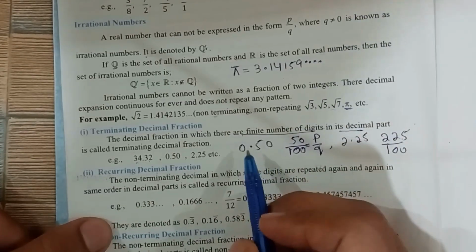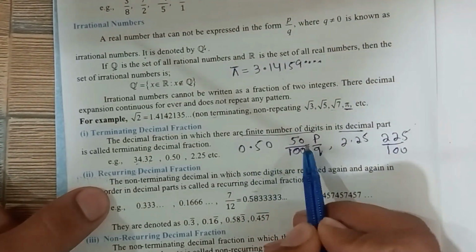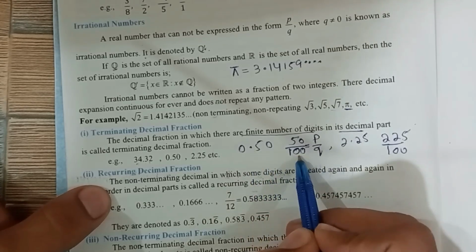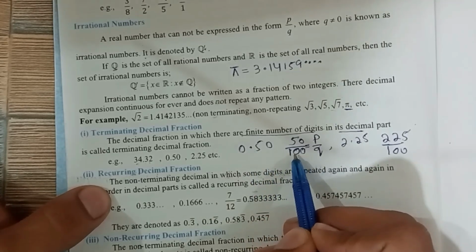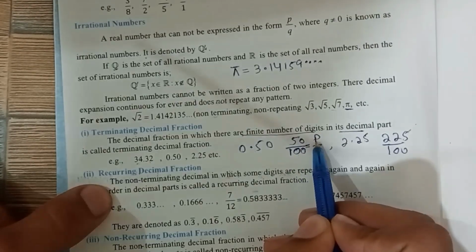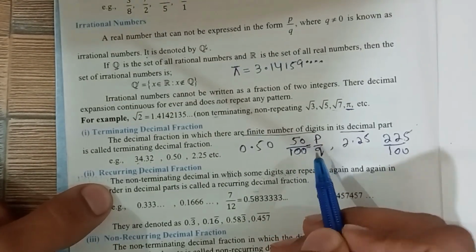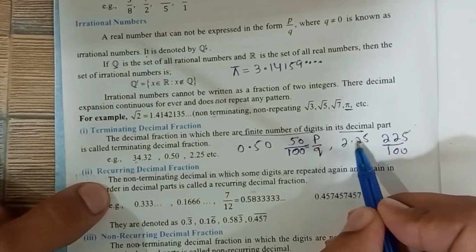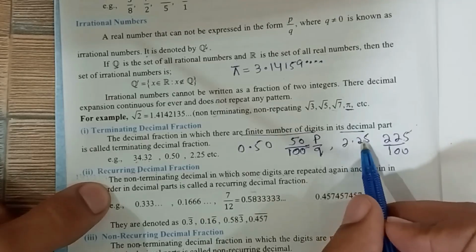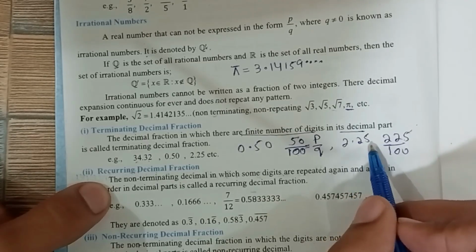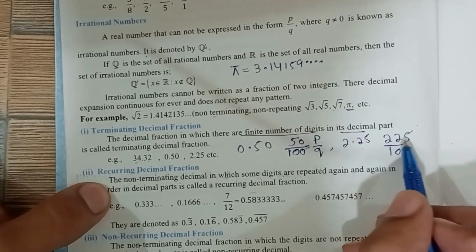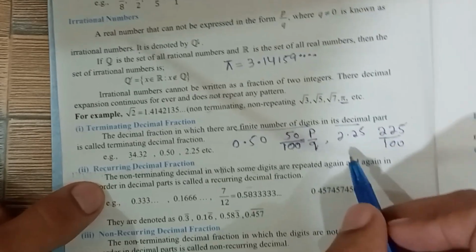So this is an example, 0.50. After the decimal there are two numbers, so I will be putting two extra 0s, which means 50 over 100. So it is written in the form of P over Q. Another example, 2.25 is 225. After the decimal point, two numbers are there, so I will be putting 100, 225 over 100.